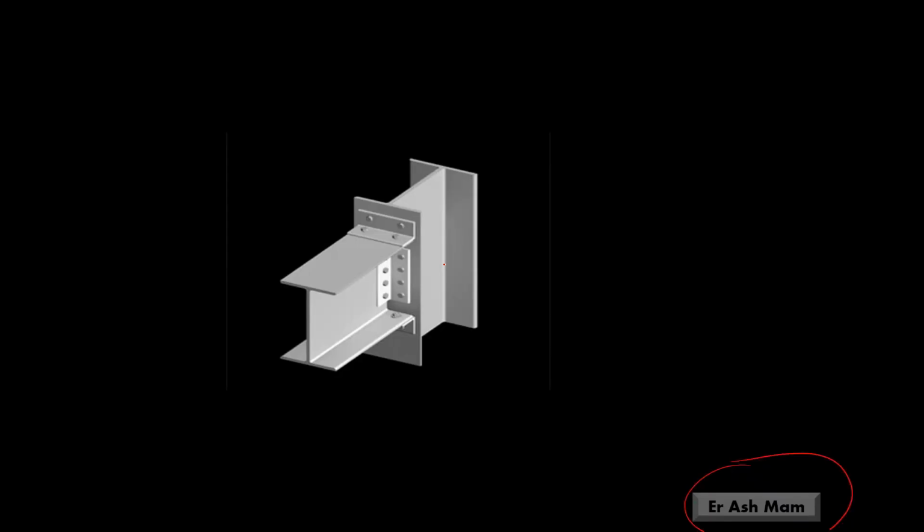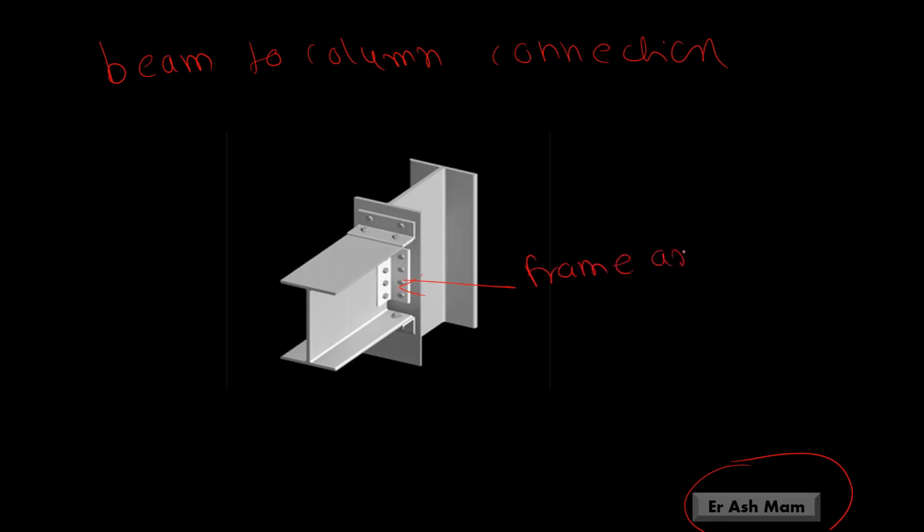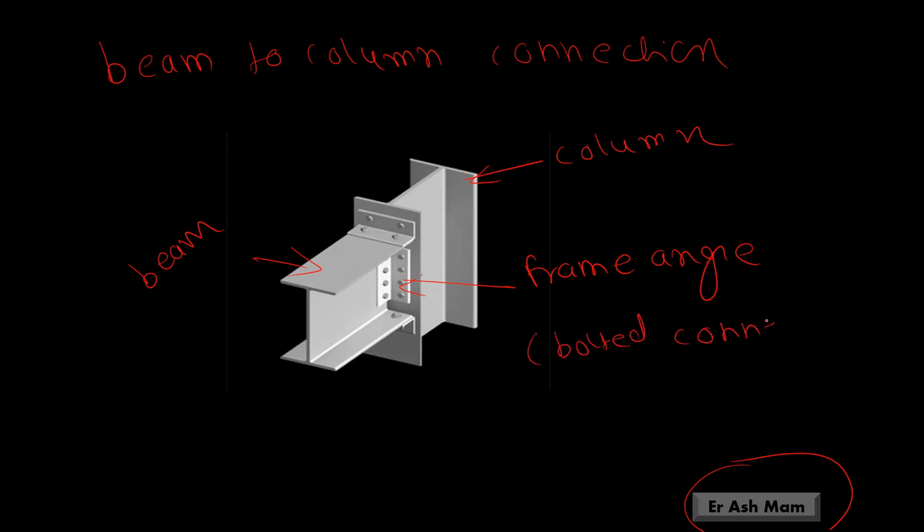In this video, I am going to solve a numerical based on beam to column connection with the help of frame angle. So you can see here frame angle. This one is beam, and the column is connected by frame angles. Bolted connection.